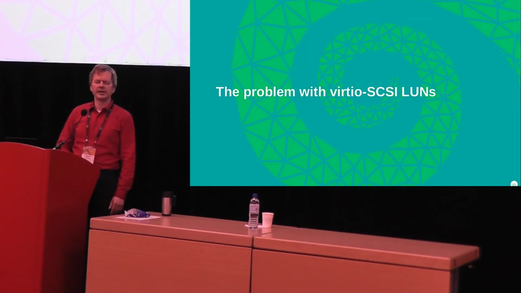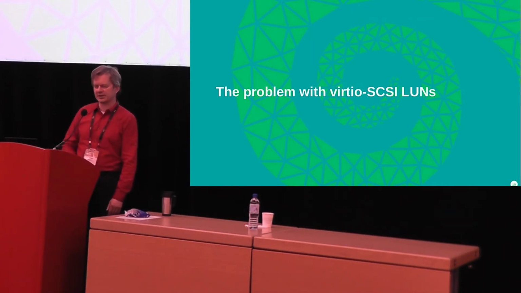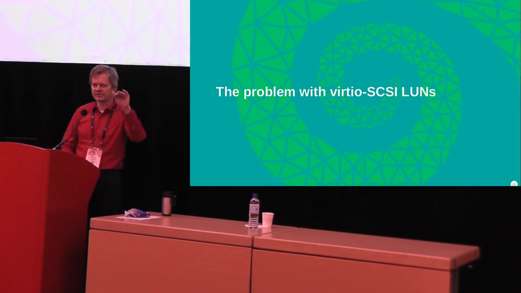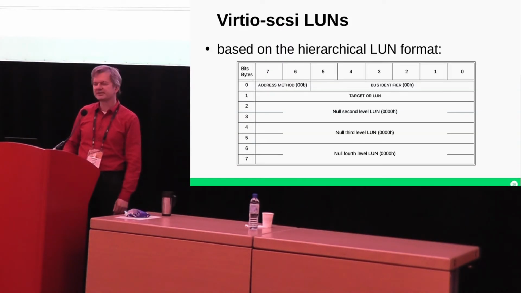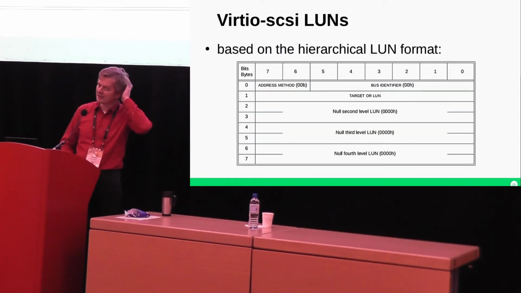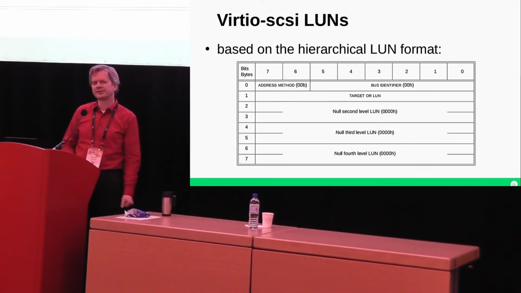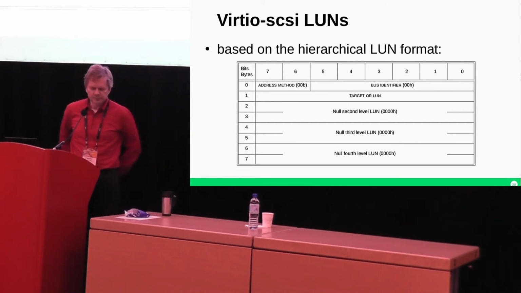So, if you have paid attention closely, I said something about normally virtio-scsi would enumerate the devices itself and indicate to the host which device I want to talk to. So how is that? Well, this is because virtio-scsi has a particular format for how the LUN numbers are supposed to be laid out.